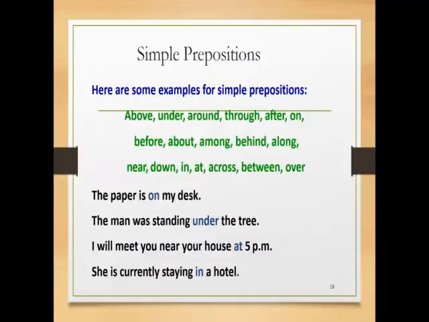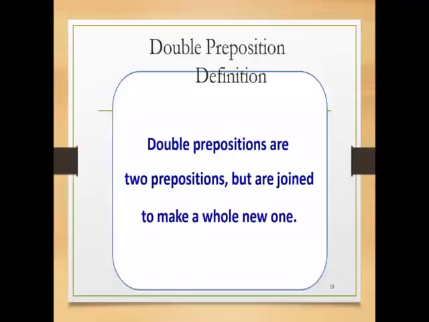The paper is on my desk. Here on is the simple preposition. The man was standing under the tree. Here under is a simple preposition. I will meet you near your house at 5 p.m. At is the simple preposition. She is currently staying in a hotel. In is a simple preposition.